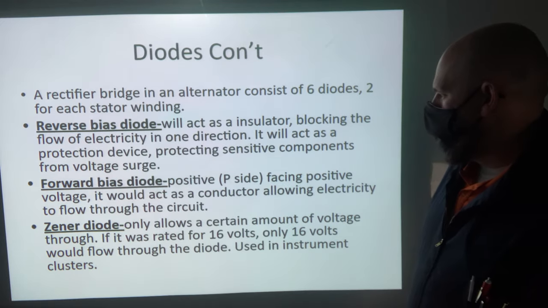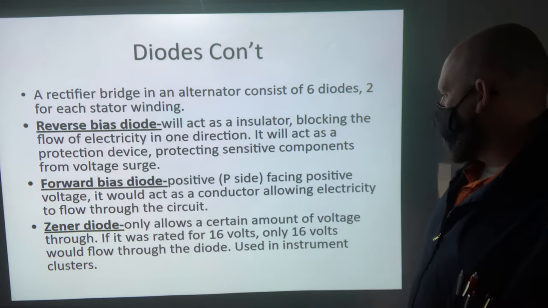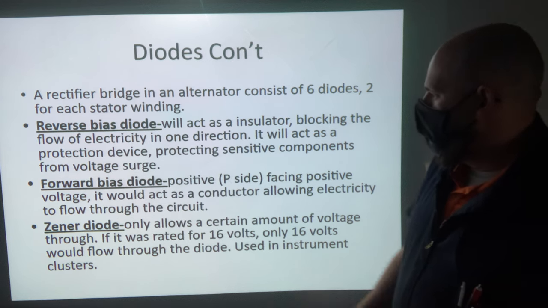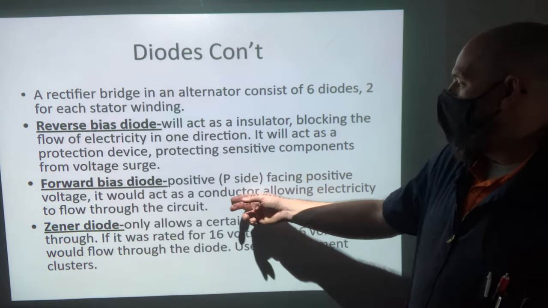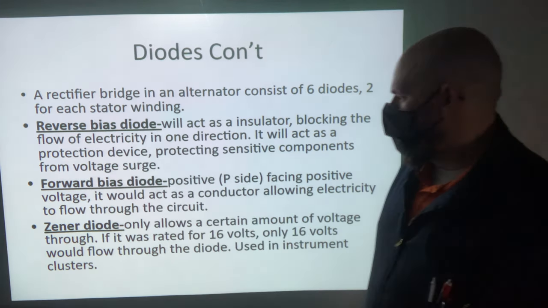Forward bias diode, positive facing voltage. It will act as a conductor, allowing electricity to flow through the circuit.